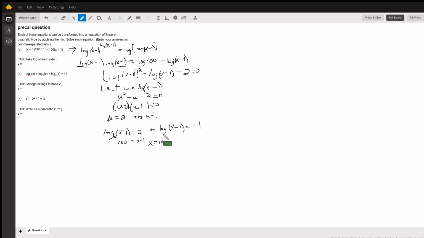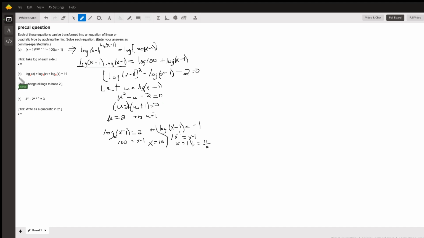And over here, the log of x minus 1 equals minus 1, so 10 to the minus 1 equals x minus 1. That means that x minus 1 equals 1/10. So x equals 1 and 1/10, or 11/10. Now you might want to check those answers by plugging them back into the original equation and see what happens.